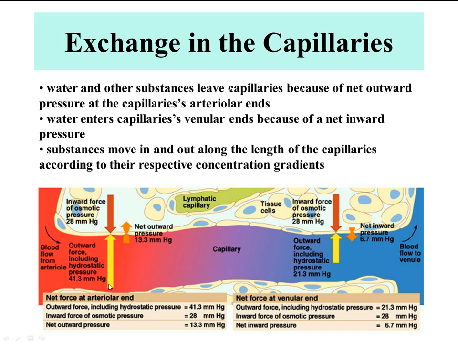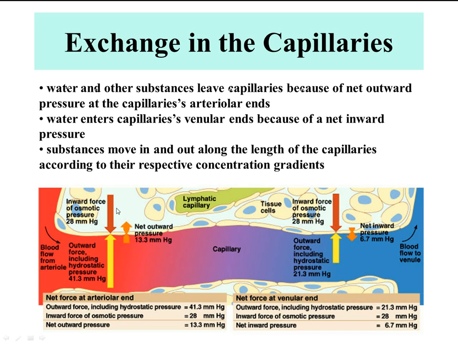But because the pressure is so great here, you're going to have less movement due to osmotic pressure and more movement of water due to hydrostatic pressure. So look at the comparison of the pressures here. You have 41.3 millimeters of mercury pressure. We can measure the hydrostatic pressure, and so hydrostatic pressure is greater than osmotic pressure here.